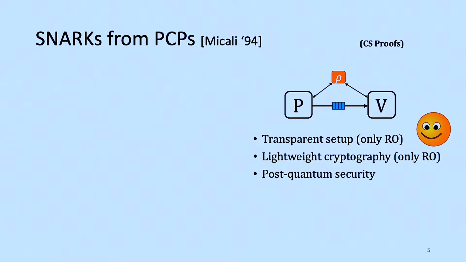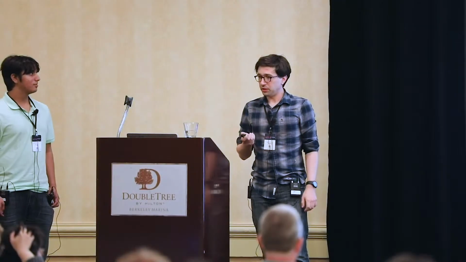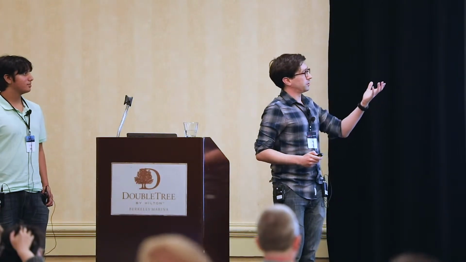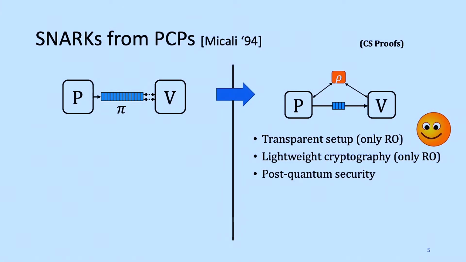And so the question is, where do they come from? And the answer is this wonderful mathematical object called PCPs. A PCP is just a proof string where the prover writes it down, and the verifier looks at the proof string in a few places and decides whether to accept or reject.